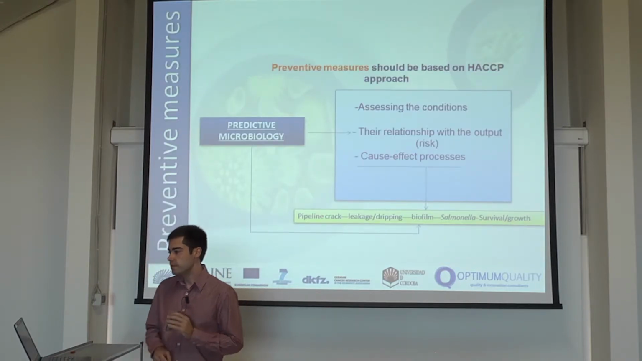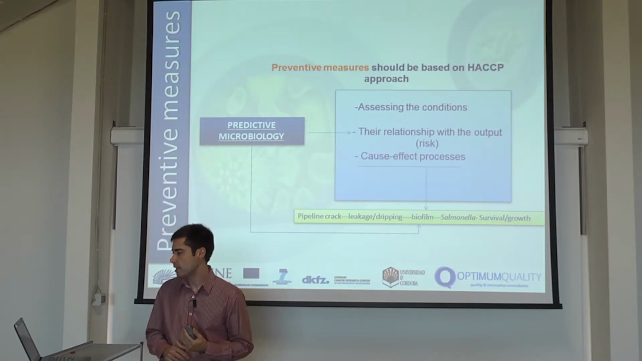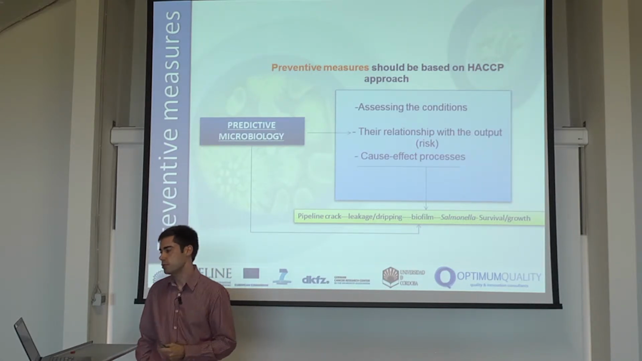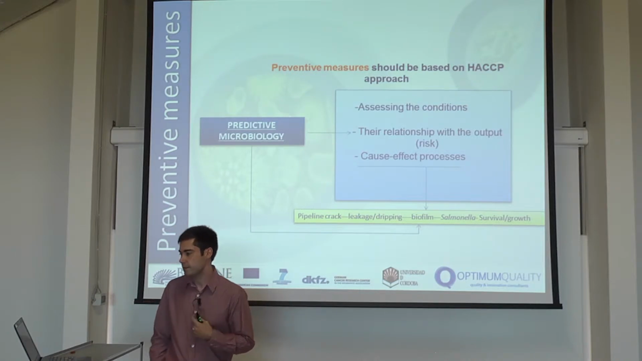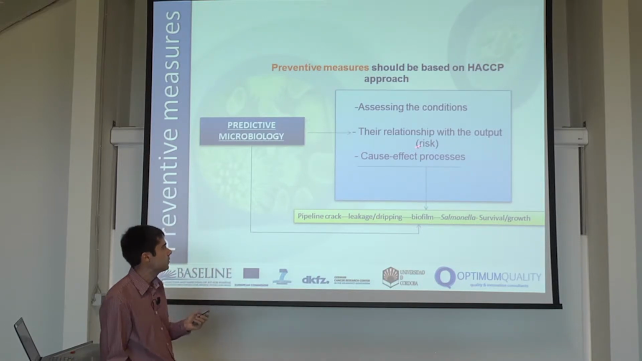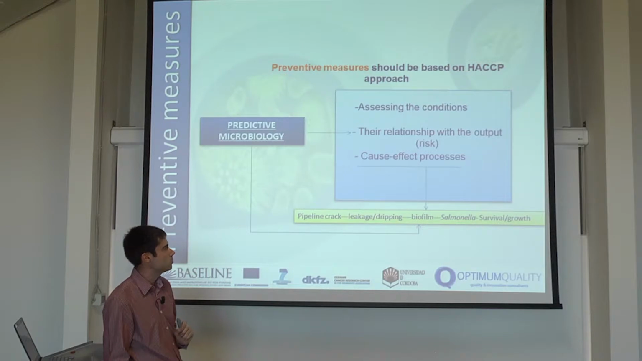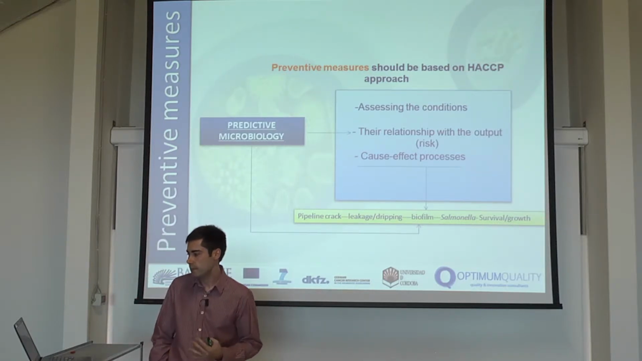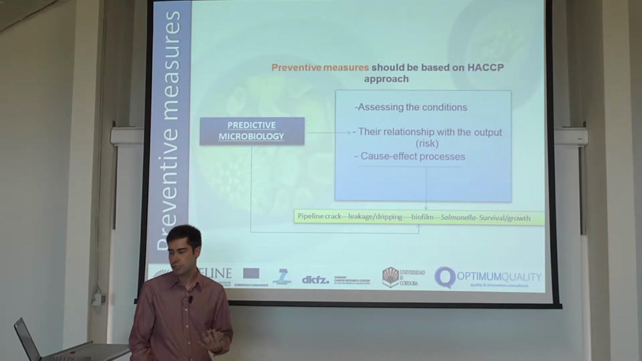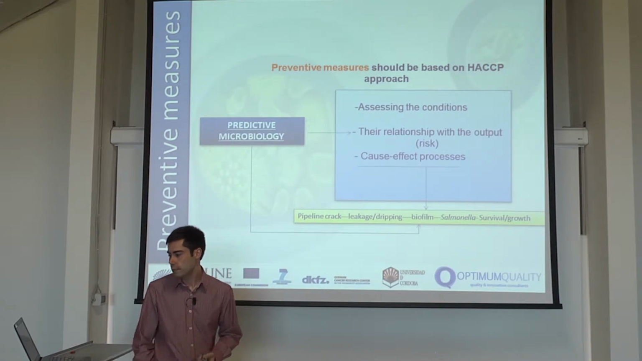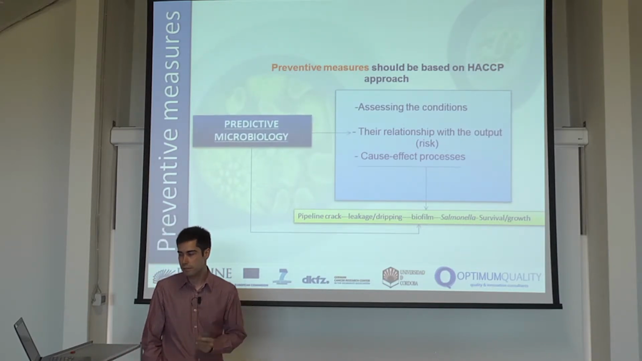In this sense, preventive measures should be based on a hazard analysis and critical control points approach, and also on the use of predictive microbiology. This science-based predictive microbiology can evaluate these different scenarios. For example, assessing the conditions, assessing the relationship with the output, the risk, and finally studying cause-effect processes. For example, a pipe crack can lead to a leakage or dripping, and finally biofilm formation, and Salmonella can survive or grow. This behavior can be quantified by using the different predictive models.